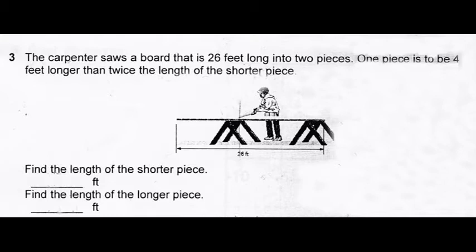I'll just read it. The carpenter saws a board that is 26 feet long into two pieces. One piece is to be 4 feet longer than twice the length of the shorter piece. Find the length of the shorter piece, find the length of the longer piece.